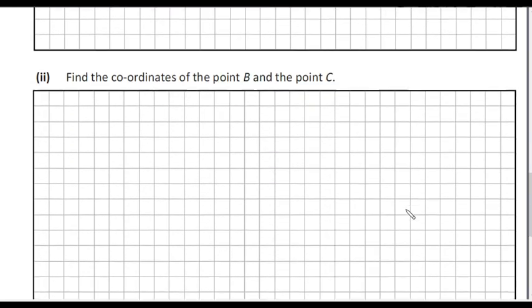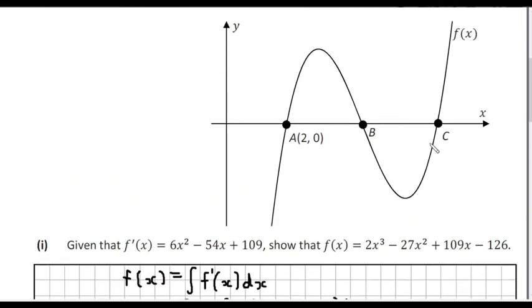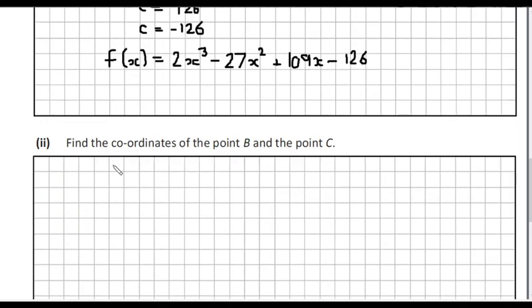B part 2 then, it says find the coordinates of the point B and the point C. So going back to our diagram here, B and C lie on the x-axis. So we've got to find out the coordinates of them. Well, because they lie on the x-axis, the y-coordinates will be 0. It's a question of what the x-coordinates will be. So we're talking again about this function here. Now we know the actual function itself. So f of x is 2x cubed minus 27x squared plus 109x minus 126.